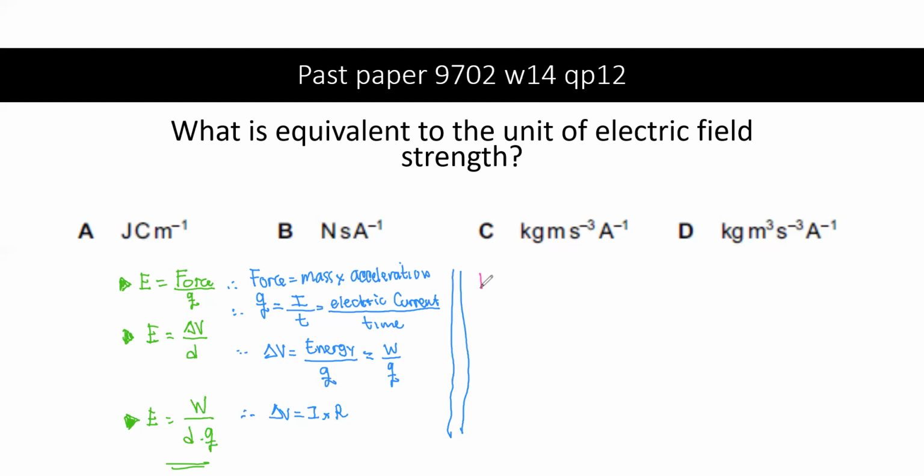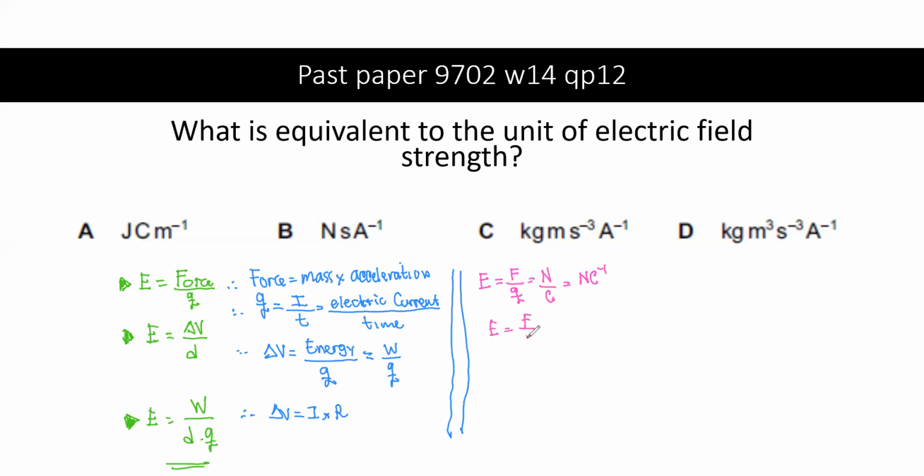Let's continue for E. For the first formula, E equals force divided by Q. Force is mass times acceleration. Now, what is the unit of force? It's Newton, and then divided by Q, which is in Coulomb. So then Newton, Coulomb minus 1. Do you have Coulomb minus 1? No, there is no Coulomb minus 1 in the options.